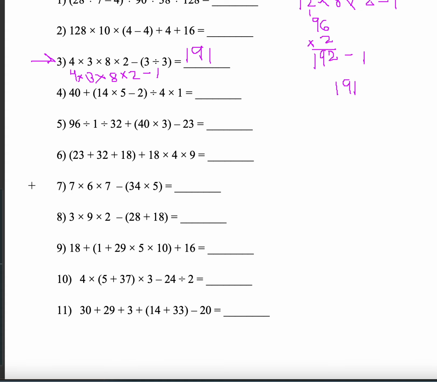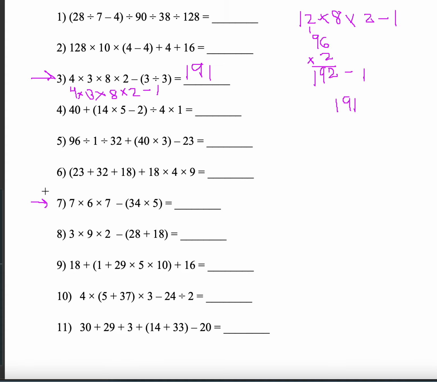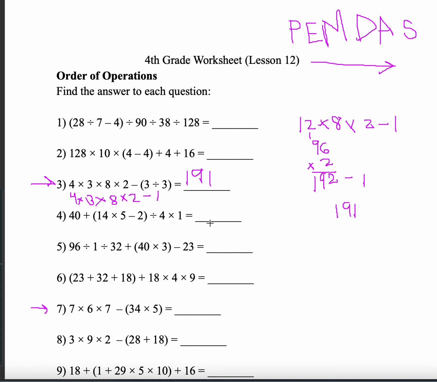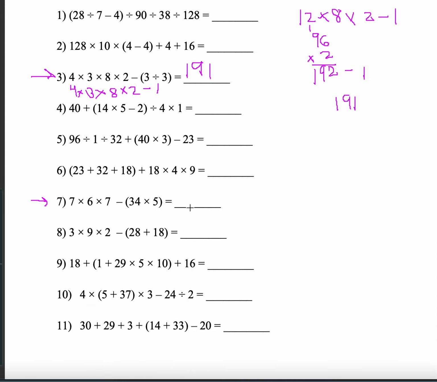Let's look at number 7. So we start with our parentheses first. So that's 34 times 5. So let's solve that real quick. 34 times 5, which is 20. So we add the 2 here. 15 plus 2 is 17. So that's 170. So we can rewrite it.